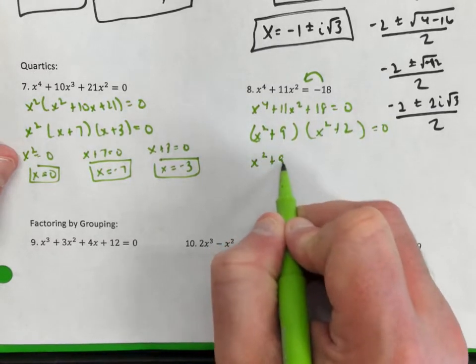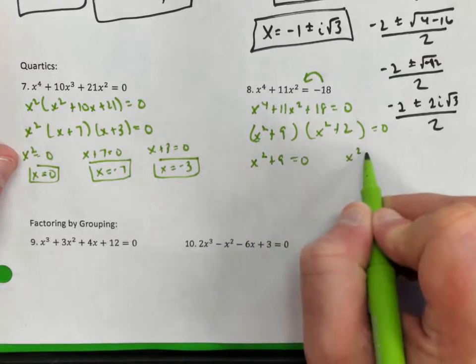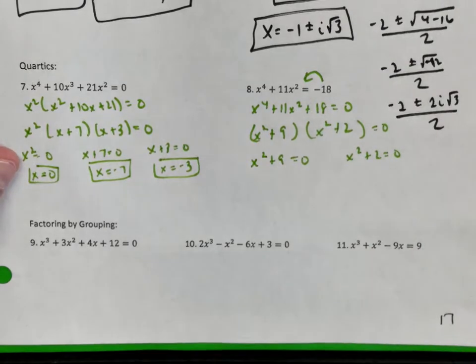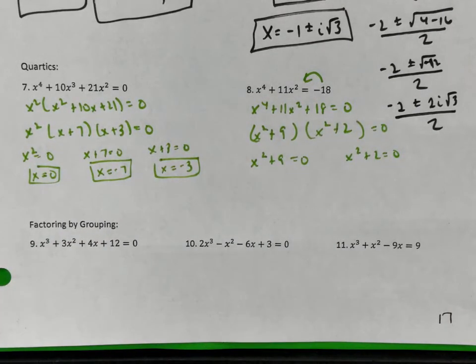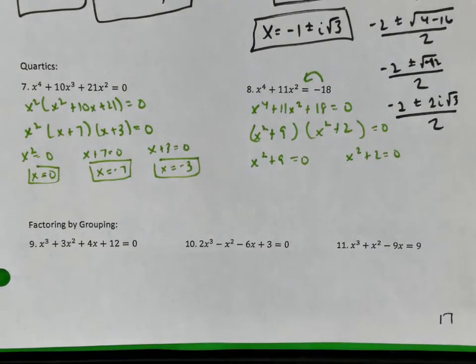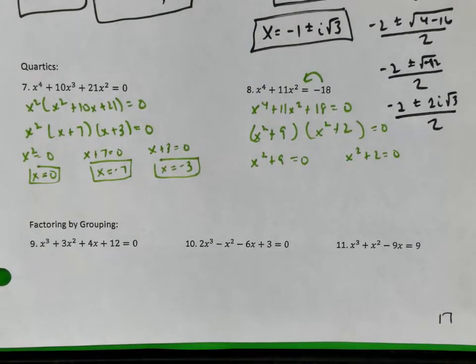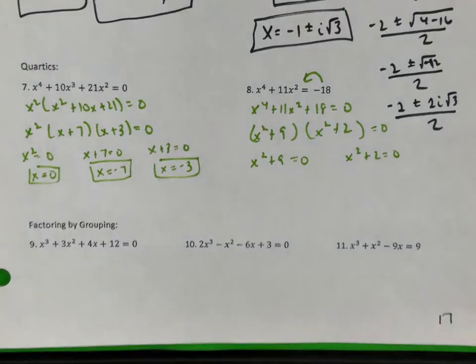So I have x squared plus 9 equals 0. X squared plus 2 equals 0. Now, I know those cannot be factored. I know that. And you know that as well, don't you? Normally we use quadratic, but when I told you, if you have something easy like that, you have to do quadratic formula. No, we can just move the 9 over.